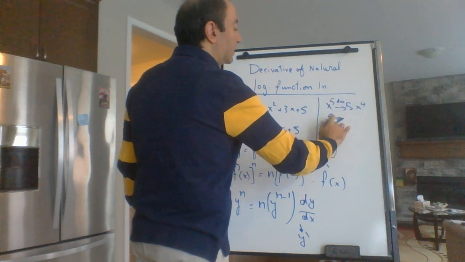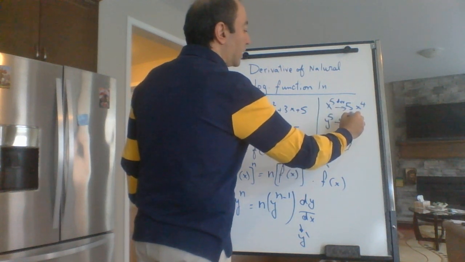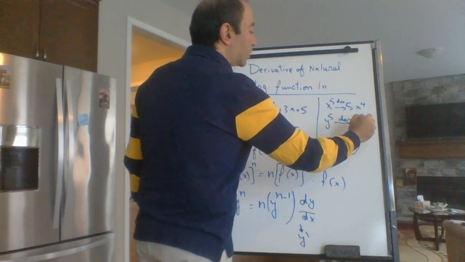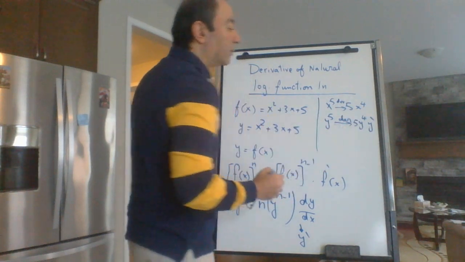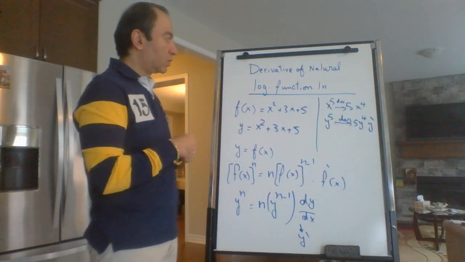If I want to find the derivative of y to the power of 5, this will be 5y to the power of 4. We are not done. I have to put y prime after that. Okay, so this is another thing I want you to remember.